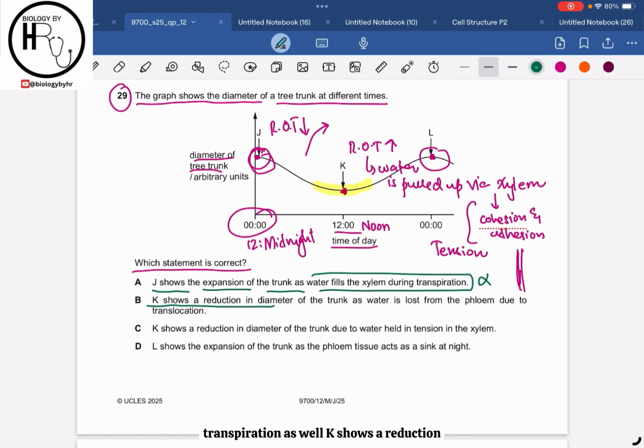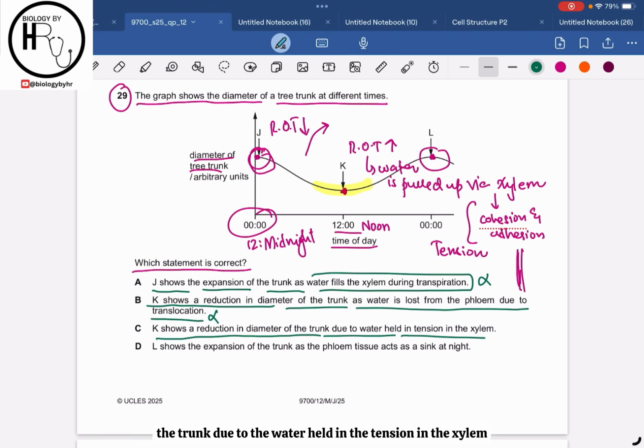K shows a reduction in the diameter of the trunk as water is lost from the phloem due to the translocation. Wrong, because it is from the xylem, not from the phloem. K shows the reduction in the diameter of the trunk due to the water held in tension in the xylem. Yes, this is correct, because as there is tension in the water in the xylem vessels, that is why the diameter of the tree trunk has shrunk, right?